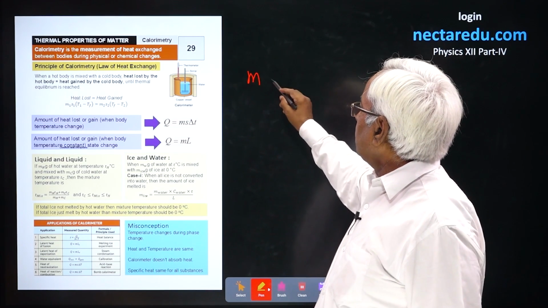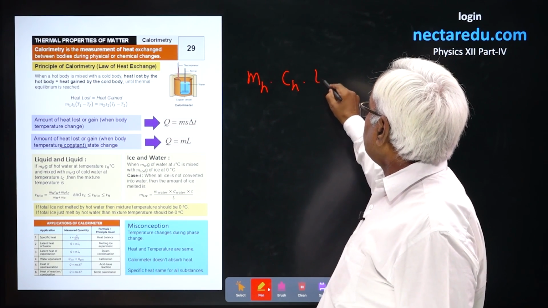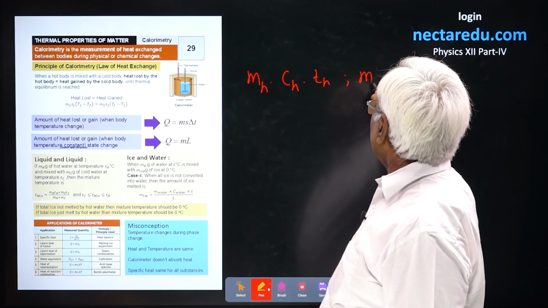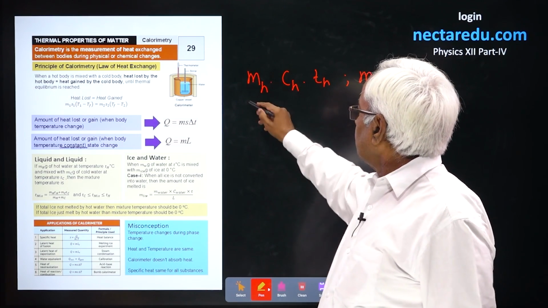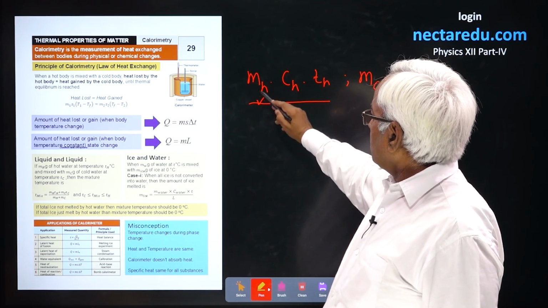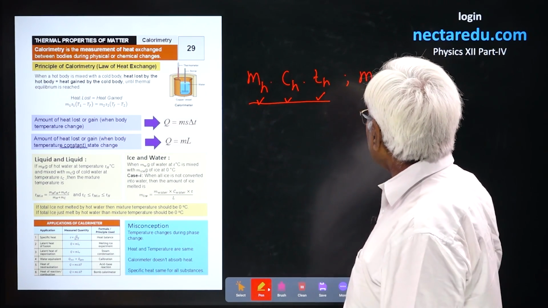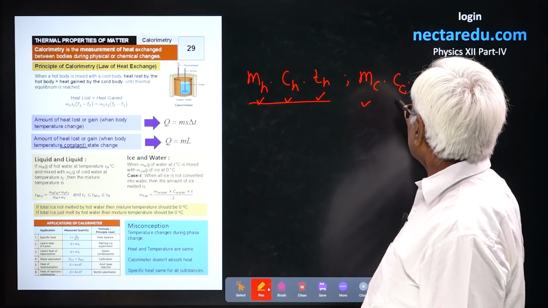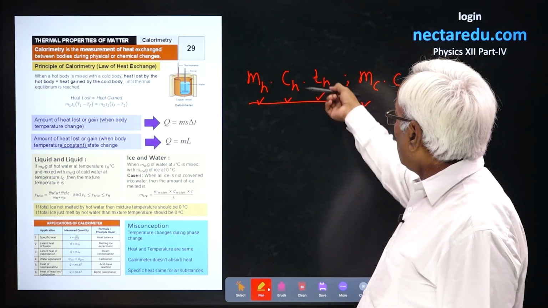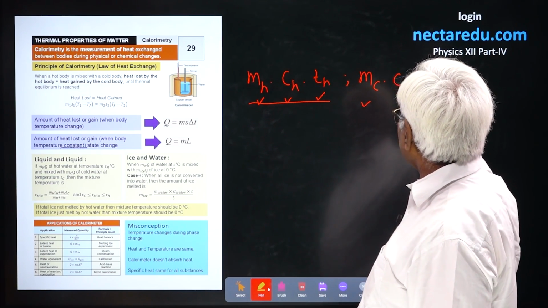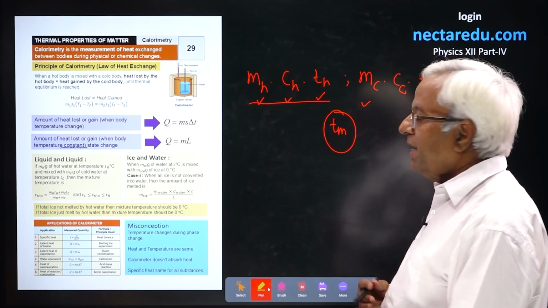Suppose there is a cold body and a hot body. The hot body has mH, cH and TH: liquid, mass, specific heat, temperature. The cold body has mC, cC and TC: liquid, cold, mass, specific heat and temperature. Hot temperature will reduce, cold temperature will increase, and suppose the mixture has the temperature Tm.